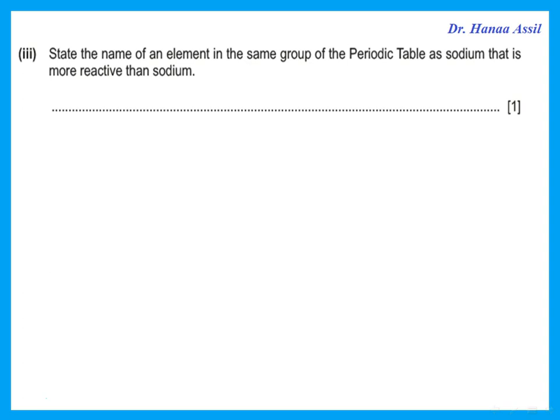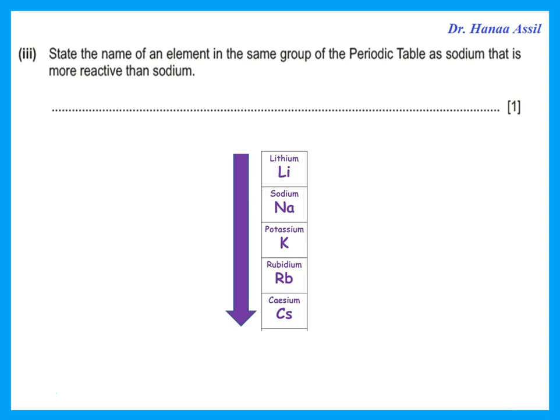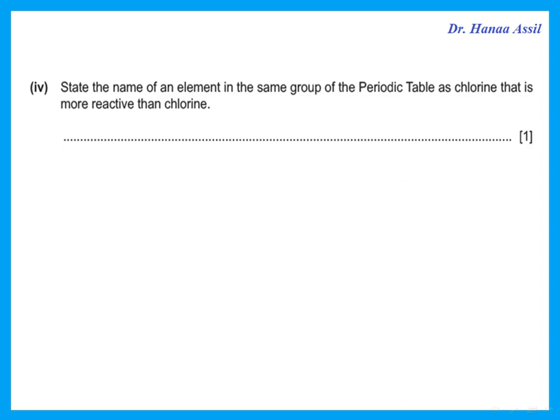State the name of an element in the same group of the periodic table as sodium that is more reactive than sodium. Sodium is in group 1. How does the reactivity in group 1 increase? They increase going down the group, so the one at the bottom is more reactive than the one above it. So he's saying give an element that is more reactive than sodium. That is any element below sodium. So you can say either potassium or rubidium or cesium, or you could also include francium, which is at the end.